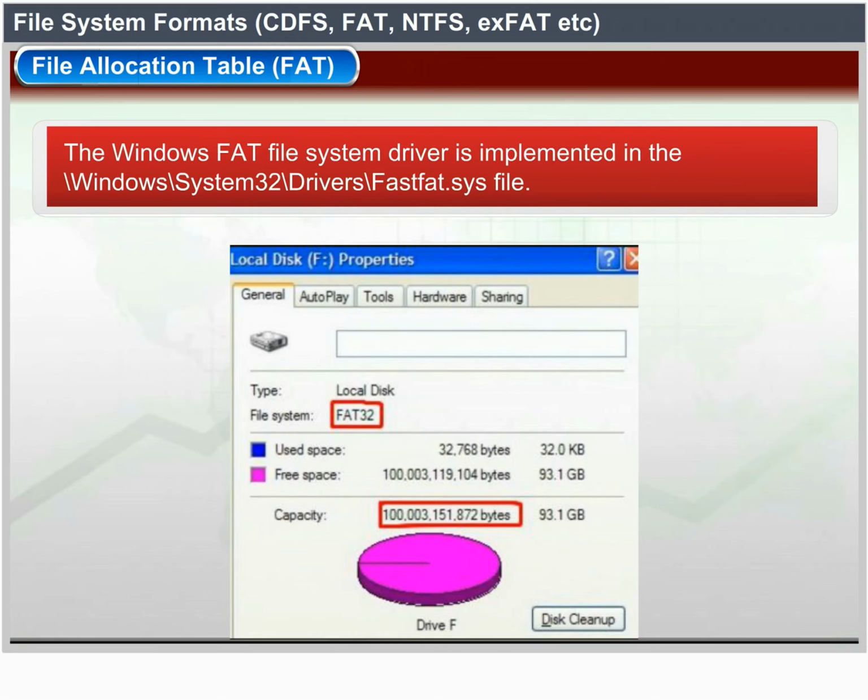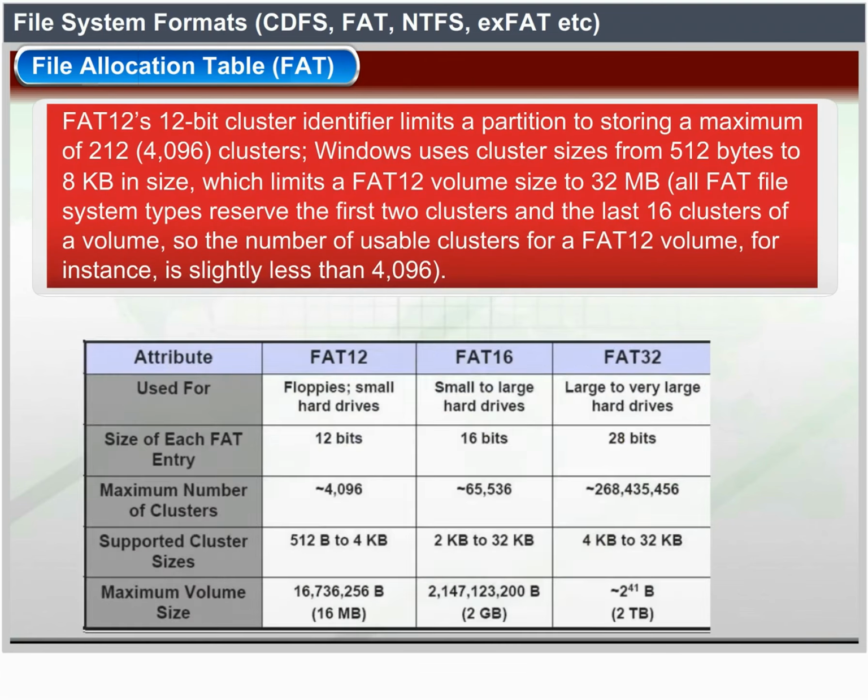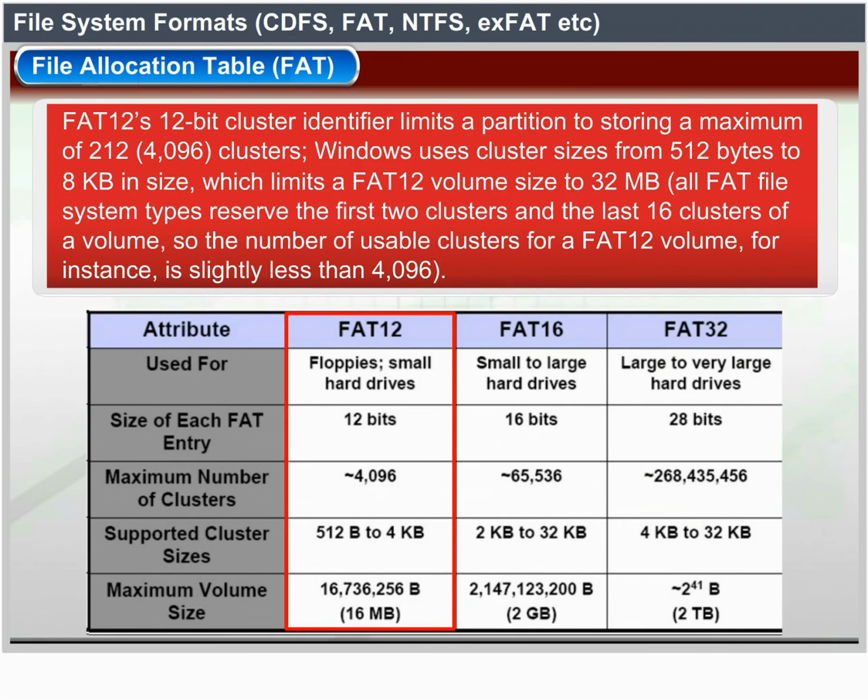FAT12's 12-bit cluster identifier limits a partition to storing a maximum of 2 to the power of 12, that is 4096 clusters. Windows uses cluster sizes from 512 bytes to 8 KB in size, which limits a FAT12 volume size to 32 MB. All FAT file system types reserve the first 2 clusters and the last 16 clusters of a volume, so the number of usable clusters for a FAT12 volume, for instance, is slightly less than 4096.